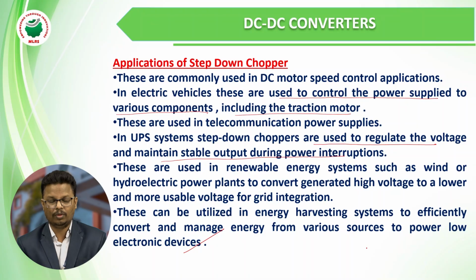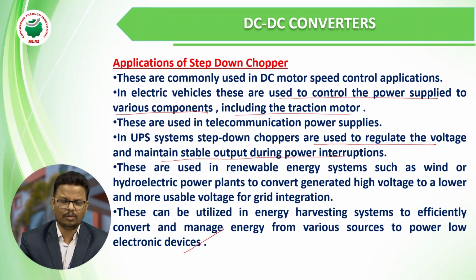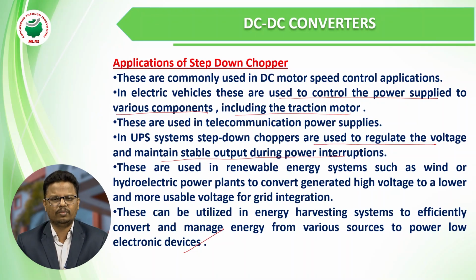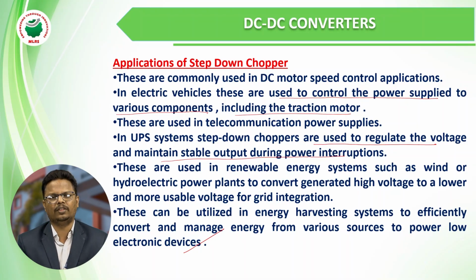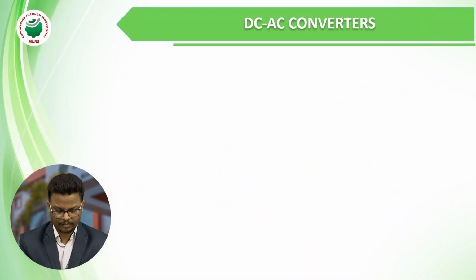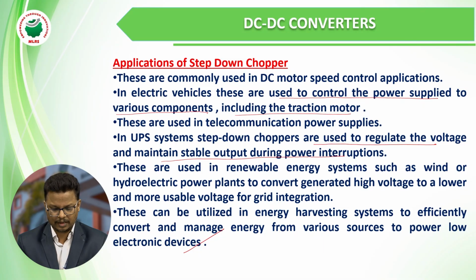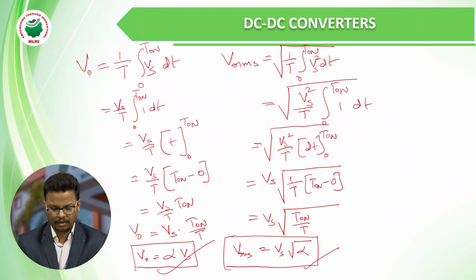And the last one, these can be utilized in energy harvesting systems to efficiently convert and manage energy from various sources to power low-power electronics. So simply we can say that wherever we require the DC output voltage to increase or decrease, or to maintain a constant value without any fluctuations, there we can use this DC to DC converter. We can decrease the DC output voltage, increase it, or maintain it constant. So these are the DC to DC choppers.